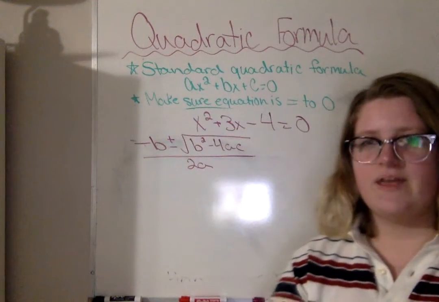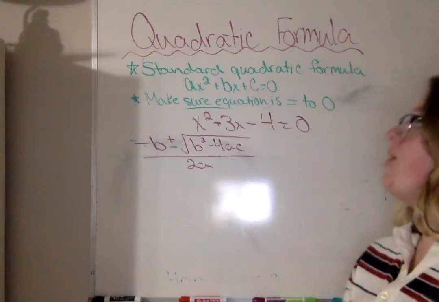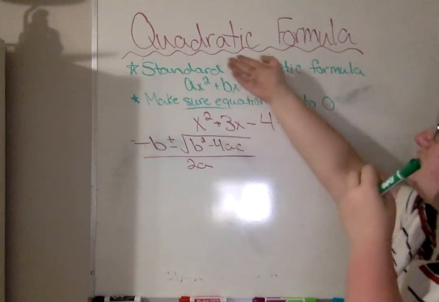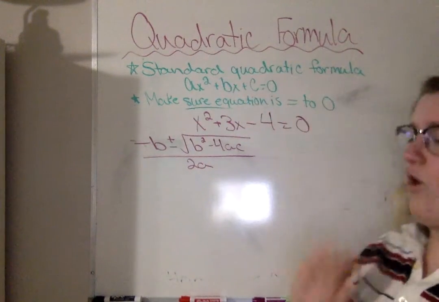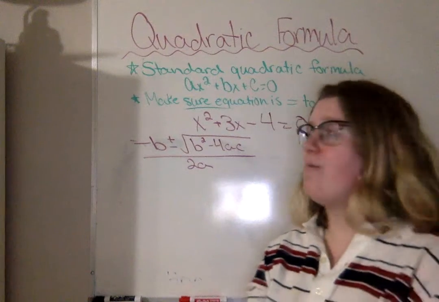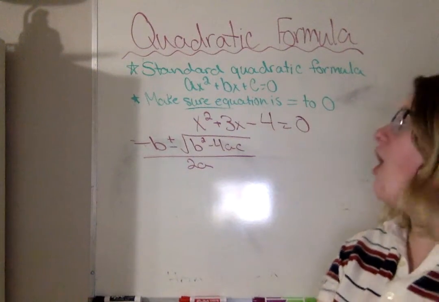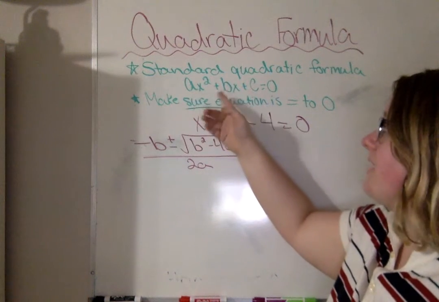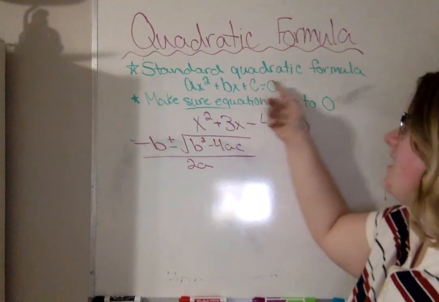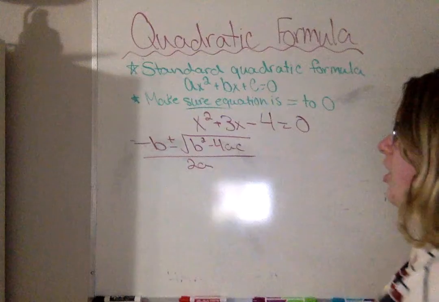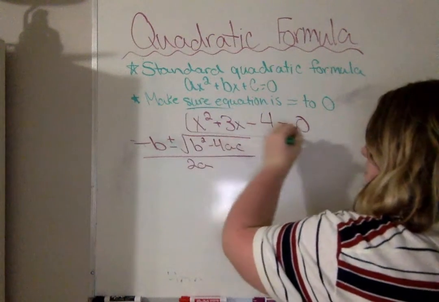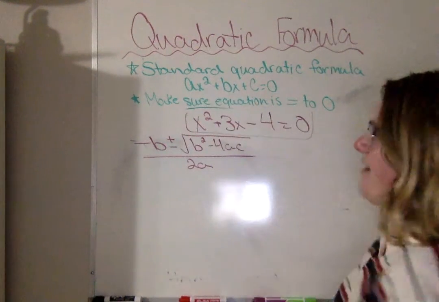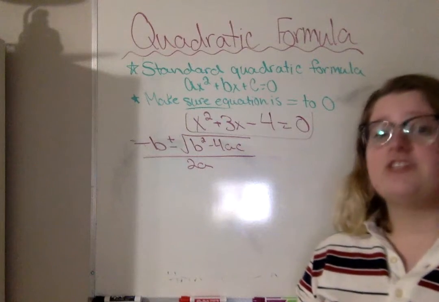Thank you. Now, today we are going to learn how to solve using the quadratic formula. As we already know, our standard quadratic form is ax squared plus bx plus c equals 0. Our equation down here looks just like that. So we are clear to take off.